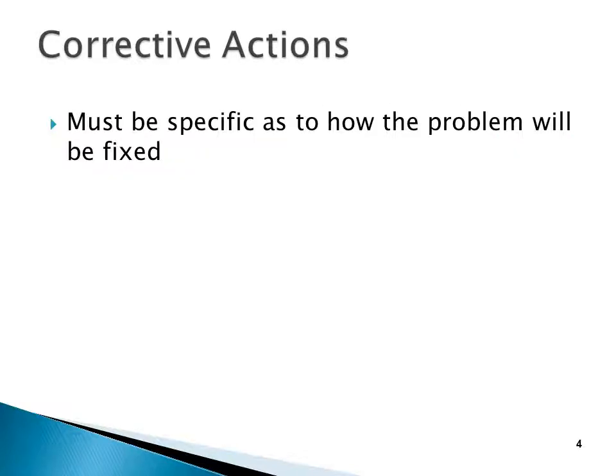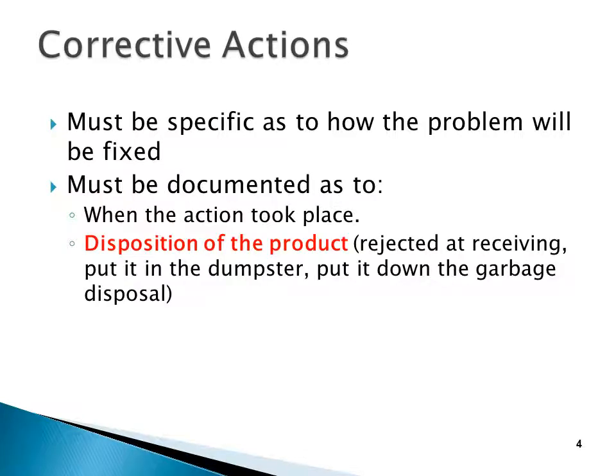Corrective action must be specific as to how the problem will be fixed, so you can't just say pull the item off the line if it's under 135 and reheat it. You have to say reheat it to 165. The corrective action must be documented. What did you do? When did the action take place? Why do you care when the action took place? In case something happens, you can tell if your records indicate you had a problem at that time.